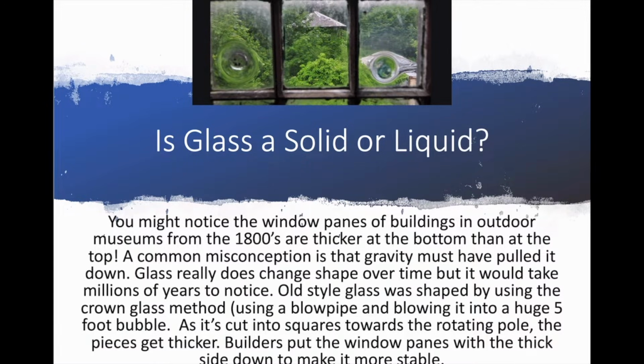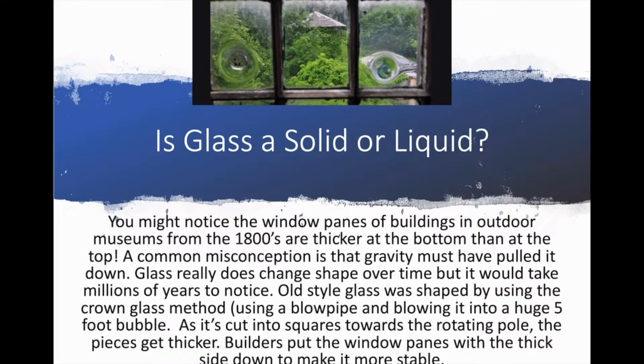So there has been some misconception in the past because people will go to outdoor museums or those storefronts and they'll notice that with these old windows, the bottom of these window panes are thicker than at the top. And so the conception is that the glass must be pulled by gravity over a period of time. While gravity does have an effect on glass, it would take millions of years to even notice that effect.